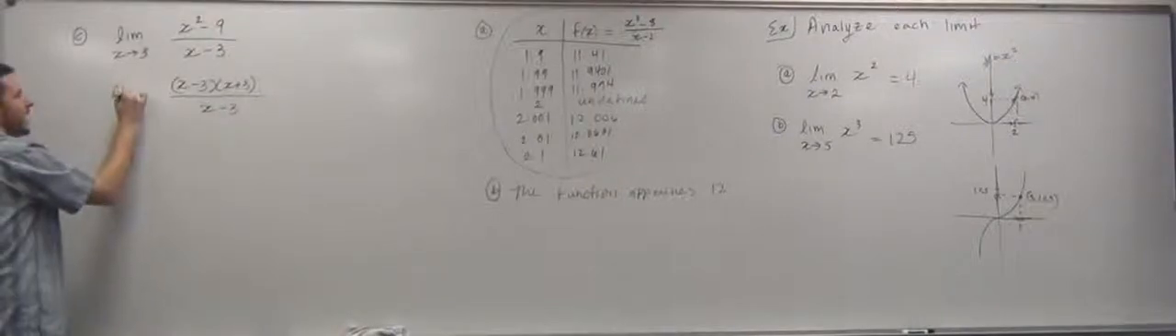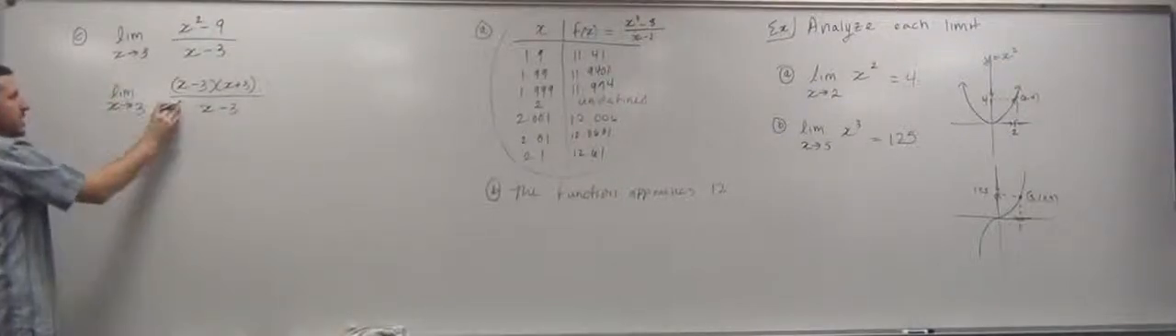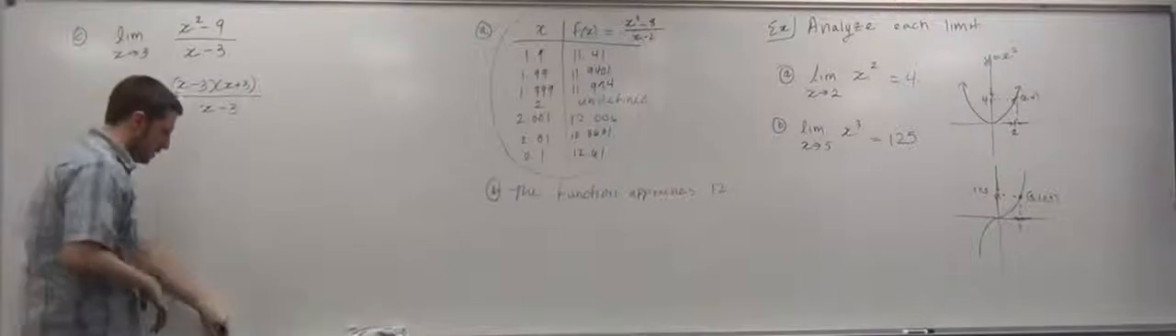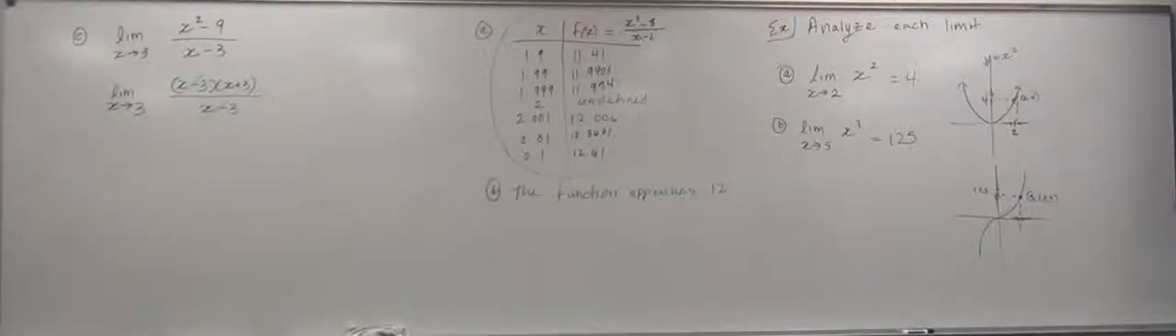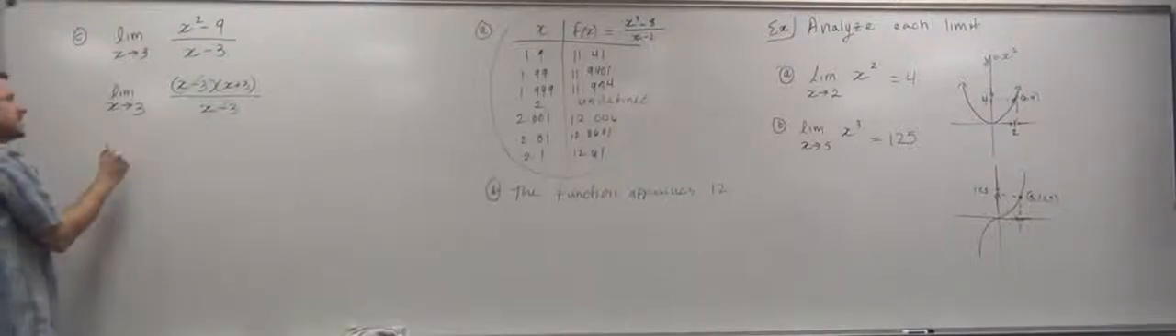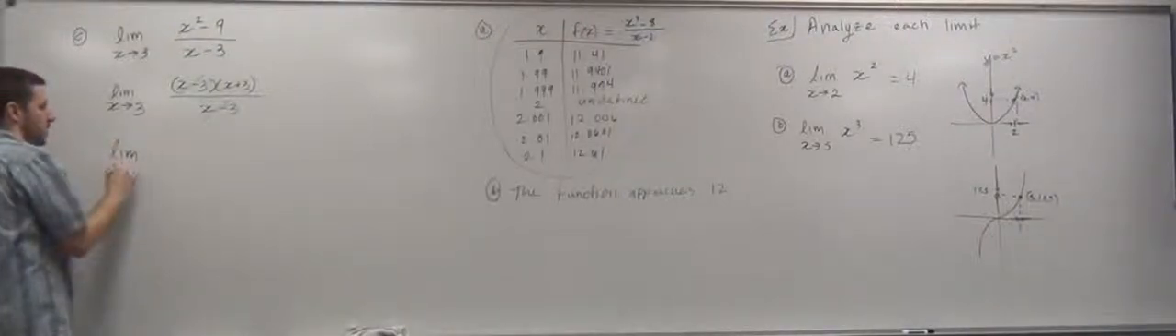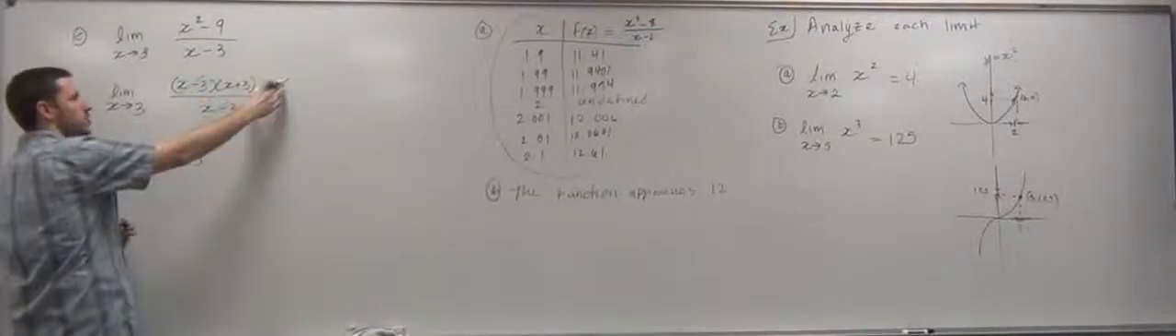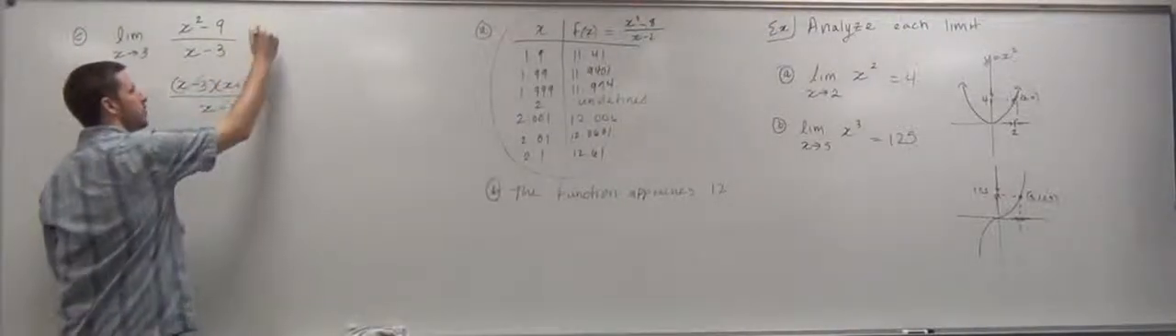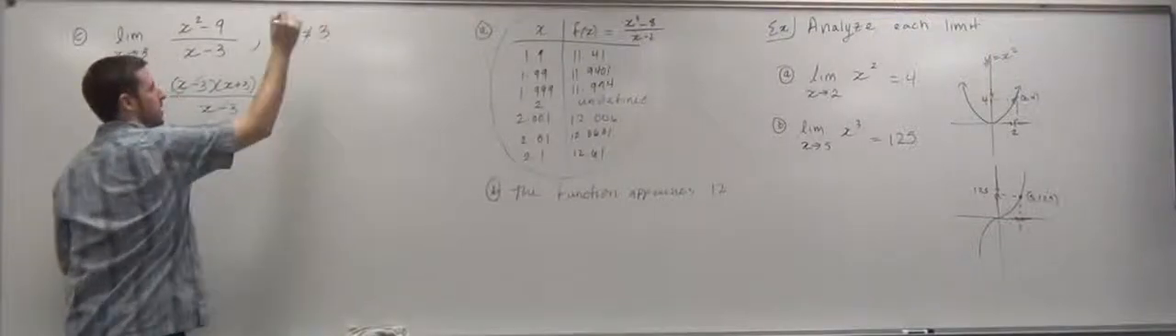So if you're trying to calculate what happens as x goes to 3 for this guy, you can simplify a little by getting rid of your x minus 3 factors. So this will be the same. Now, as soon as you write this, as soon as you see this denominator, you know that x cannot equal 3.